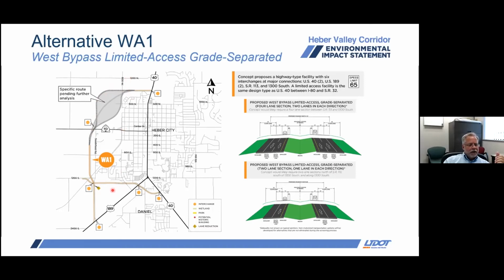The other thing I'd like to point out is this connection at 1300 South. This is a key connection for this alternative and the other alternatives that we'll be showing as well. With this connection, we're able to draw traffic off of Heber Main Street and onto the bypass. Some of our preliminary analysis shows that these west bypass alternatives don't necessarily meet purpose and need without this connection.